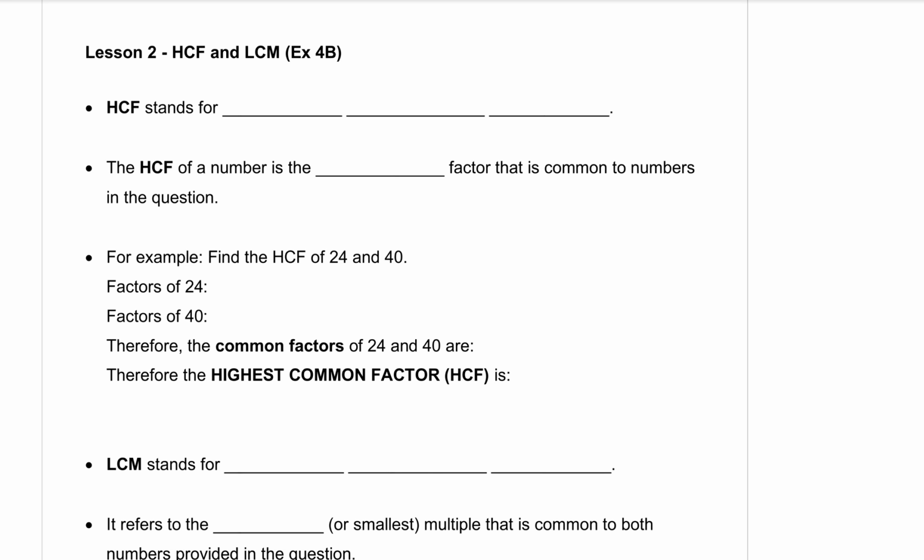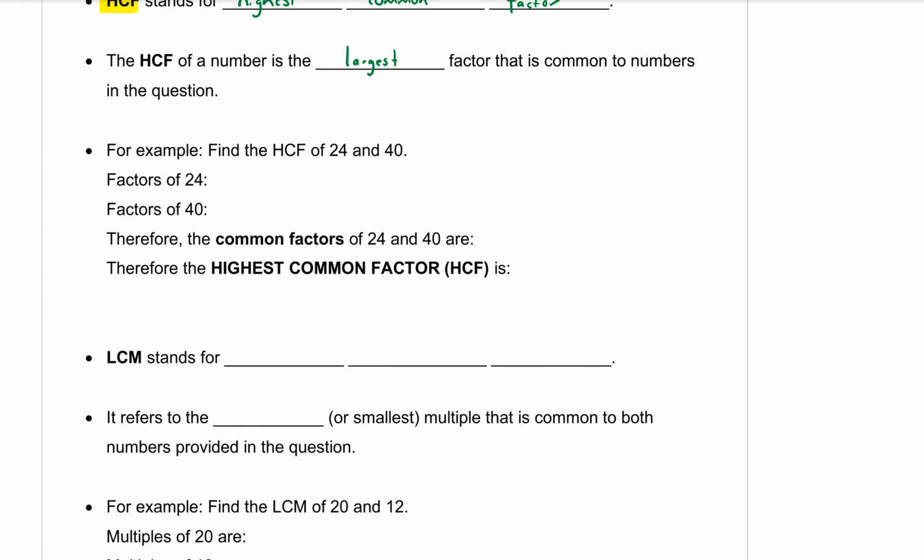So, HCF stands for highest common factor. No talking, please. If I want people to yell out or tell me an answer, I will ask for it, okay? So otherwise, completely quiet. The HCF, or highest common factor of a number, is the largest factor that is common to the numbers in your question. So usually in most questions, I'll be giving you 2 numbers, and there's an example here showing you.